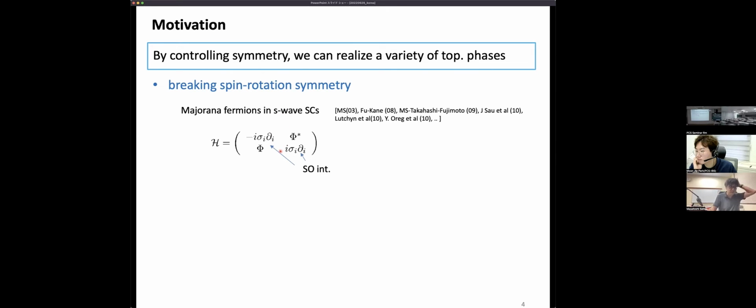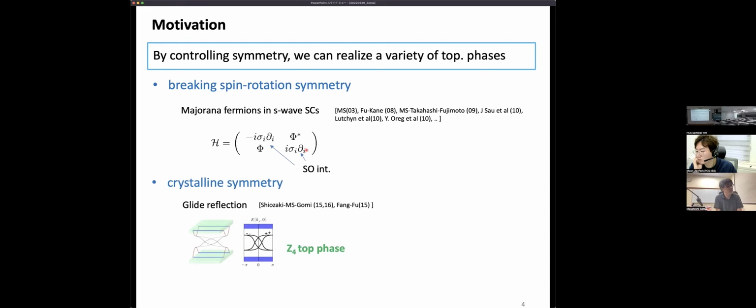And we can show that the breaking of the spin rotation symmetry is necessary to realize a Majorana fermion in a superconducting state. We also know that by using crystal symmetry, we can realize new topological phases. For example, if you consider the glide reflection symmetry, we can realize a new topological number, a Z4 topological number. This topological number never appears in the conventional classification using the particle-hole and time-reversal symmetries. So we need space group symmetry to obtain such new topological phases.